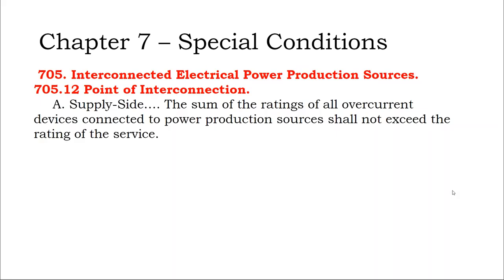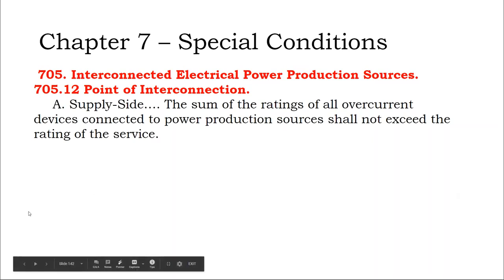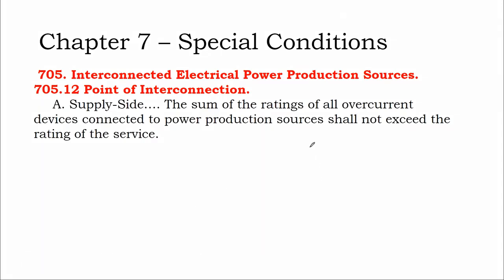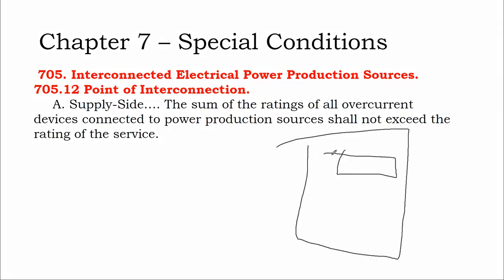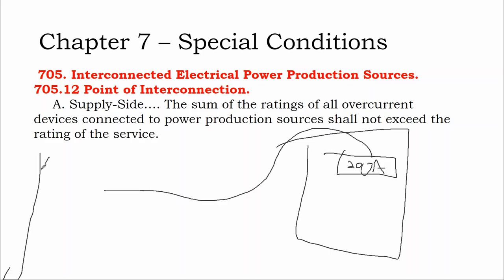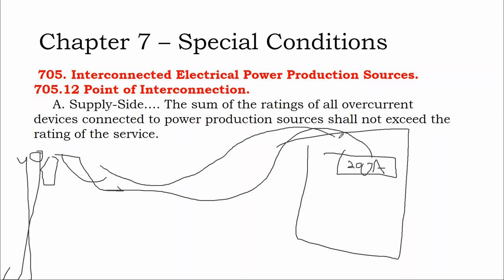So, the supply side connection of the system. It says all of the overcurrent devices connected to the power sources should not exceed the rating of the service. What does that mean? I have a main service panel with a 200 amp breaker, and on the grid side of it, it's connected to the utility transformer on the side of the power pole. These conductors are run for a 200 amp service, and they are rated for a 200 amp service.